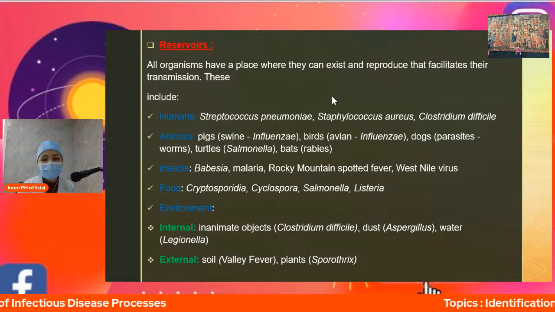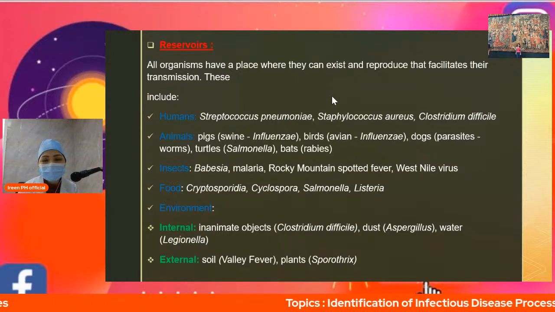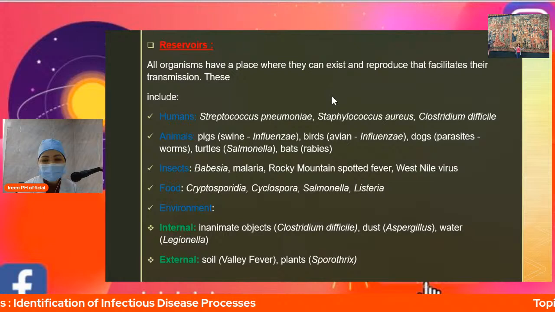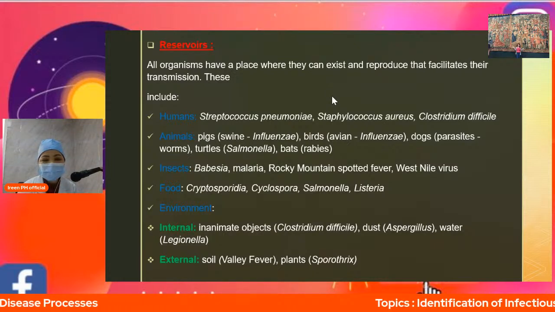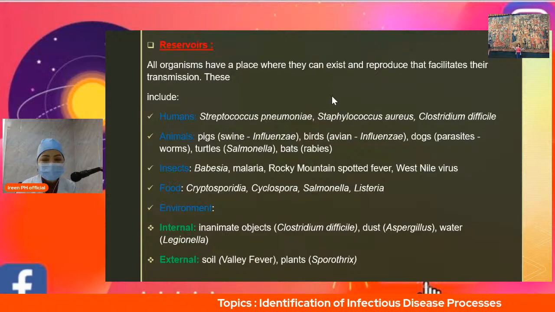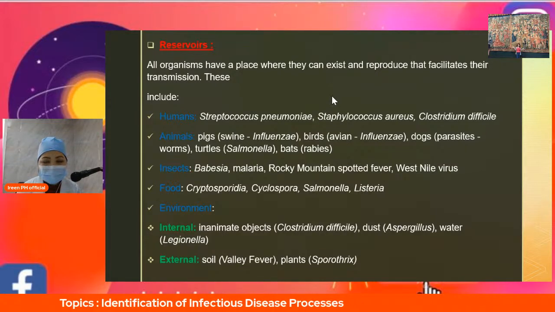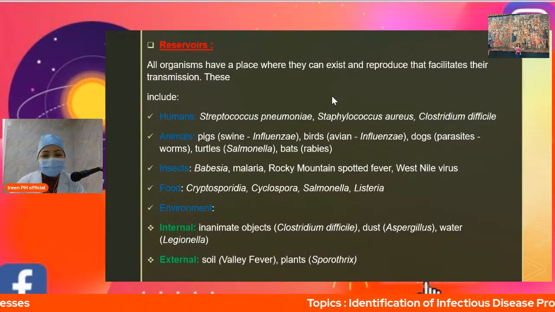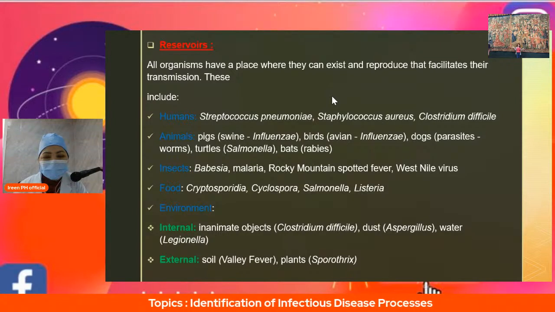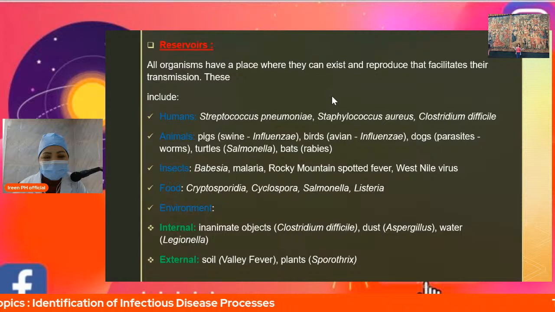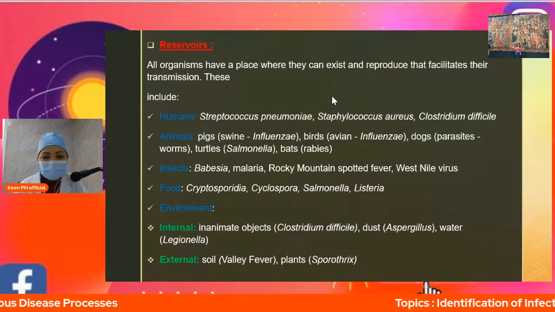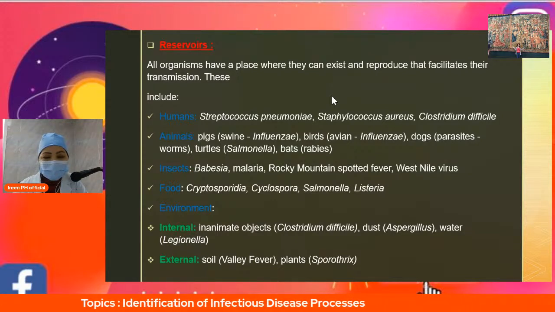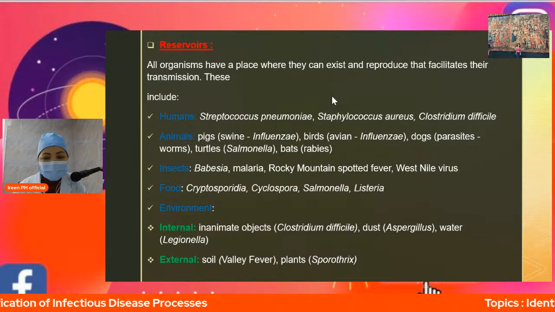Animals: pigs, swine influenza; birds, avian influenza. Dogs, parasites and worms. How about the turtles? Salmonella. And bats, rabies. The insects: Babesia, malaria, Rocky Mountain spotted fever, West Nile virus. The food: Cryptosporidium, Cyclospora, Salmonella, and Listeria.